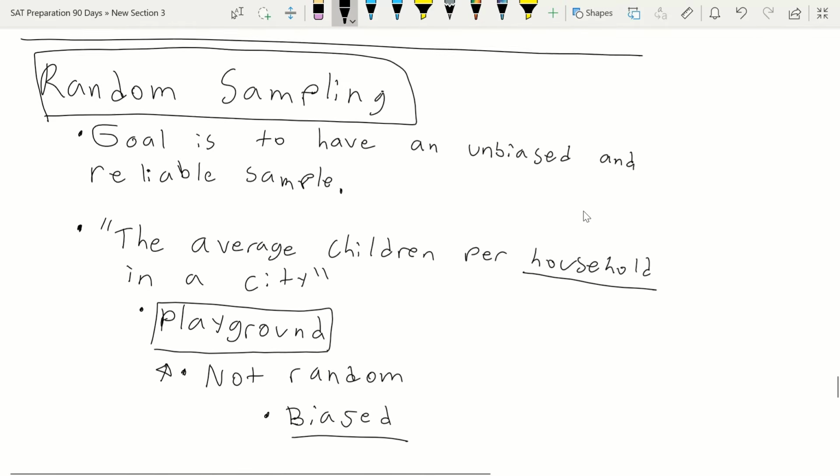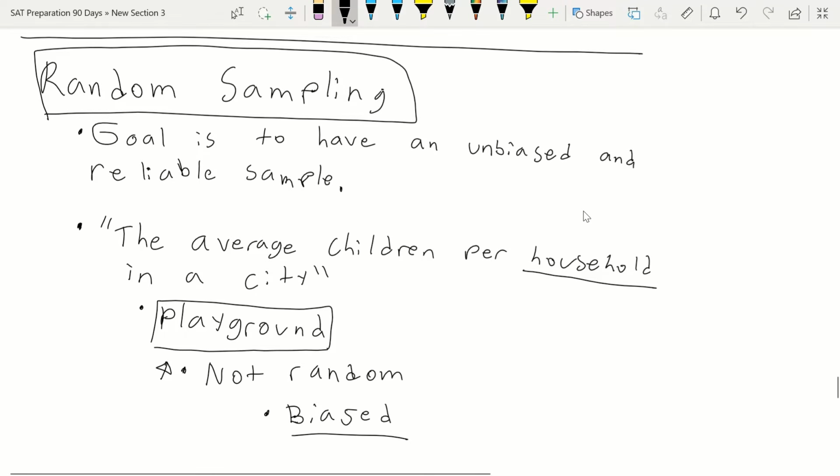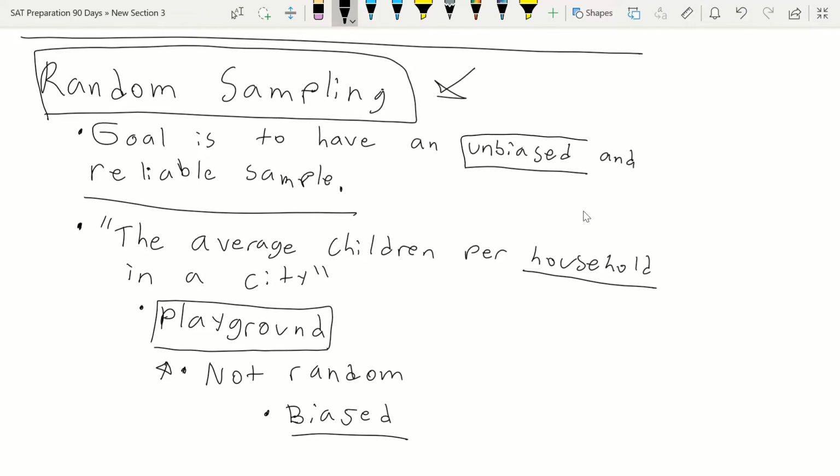All right, so then our next concept was not actually an equation, but it was random sampling. If we think back about random sampling, the goal of it is to create an unbiased and reliable sample from which data can be accurately determined. If we have that, then we can draw conclusions from the data. If our sample is biased, then our conclusions are invalid.